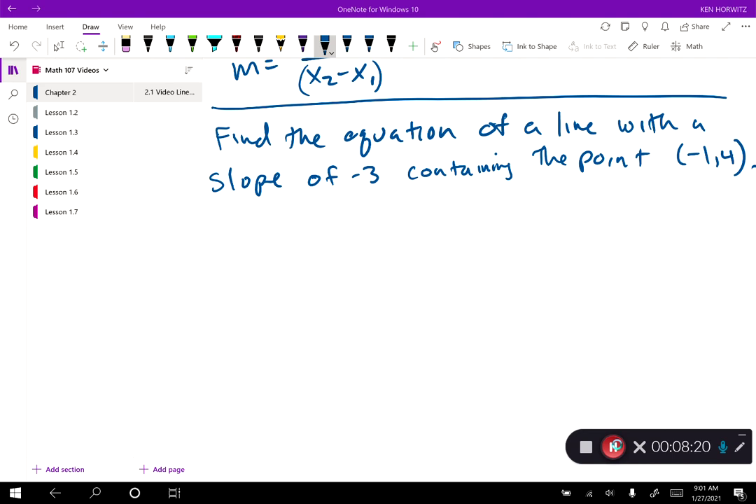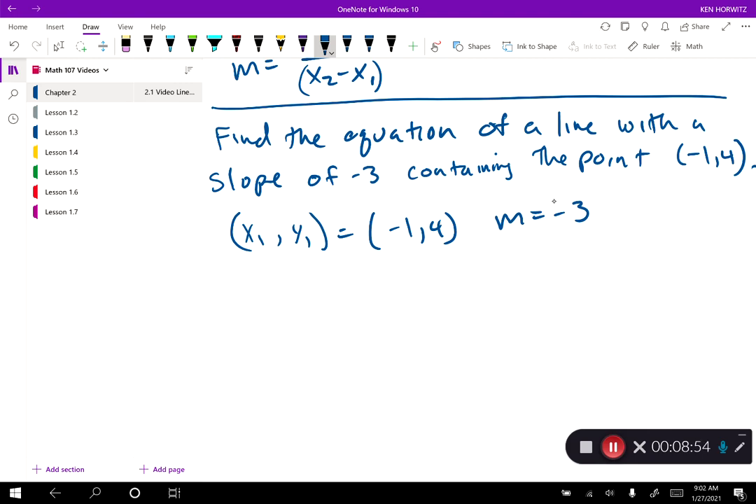Find the equation of a line with a slope of -3 containing the point -1, 4. So point slope form is ideal when you're given a point and you're given a slope. And in this problem, we're given a point and a slope. Not saying this is the only way you have to do it, but this is a very efficient way. So x1, y1 is going to be -1, 4, and my slope equals -3.